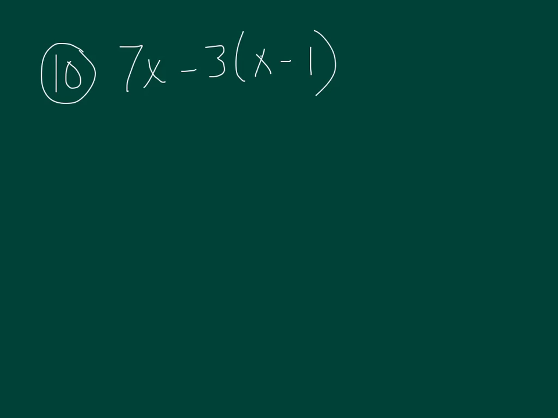And they want it in simplest form, so you have to get rid of parentheses and combine like terms. If you look at it, I can't do anything with 7x, but I can do this, and this is the distributive property, and you girls and boys are fantastic about finding that.